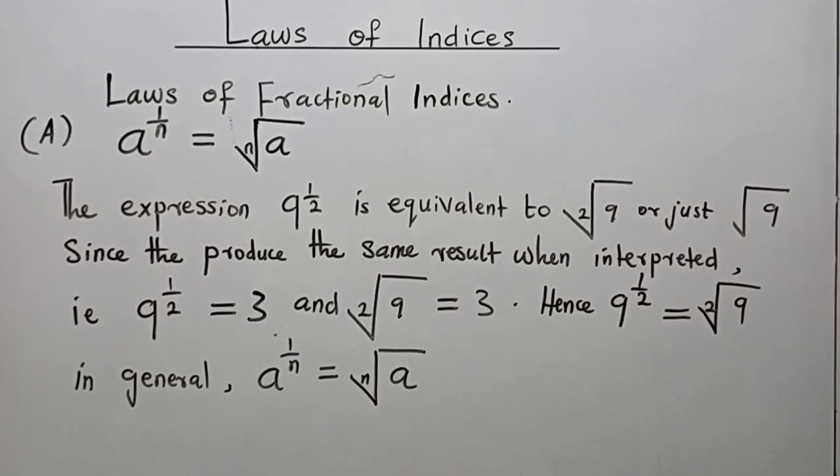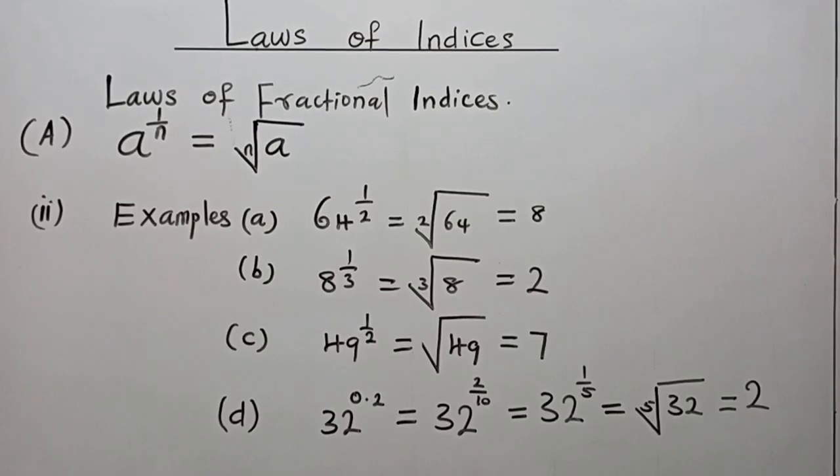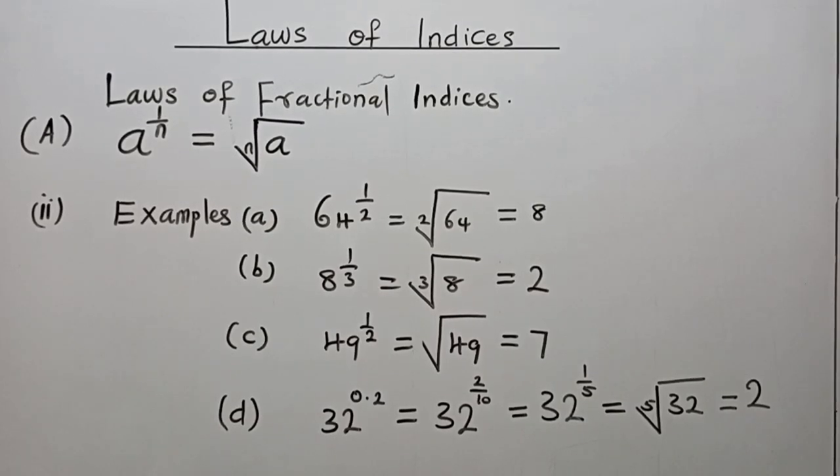Let's now see some examples that conform to this law. And here come about 4 examples. The first one says 64 raised to the power 1 over 2. Based on this law, it is equal to square root of 64. Don't forget that we can choose to ignore this 2, and we know it is still there. Square root of 64 simply means which number appears 2 times when multiplying itself to give 64.